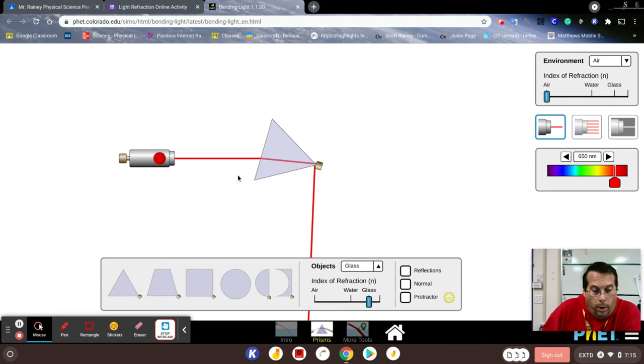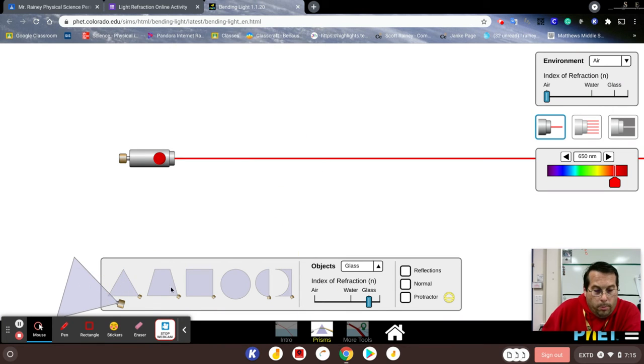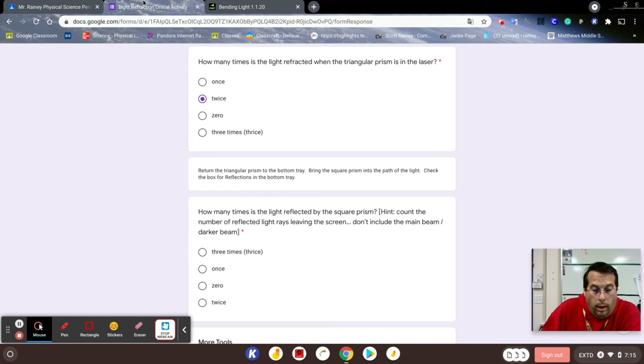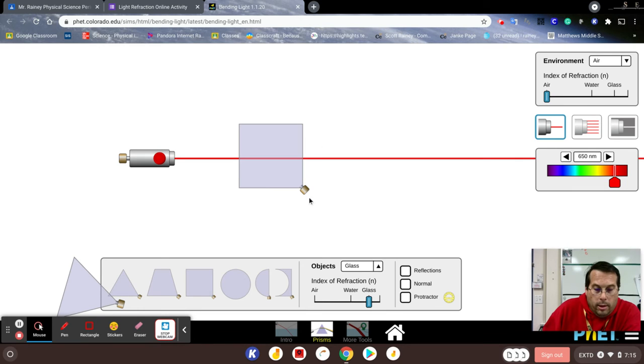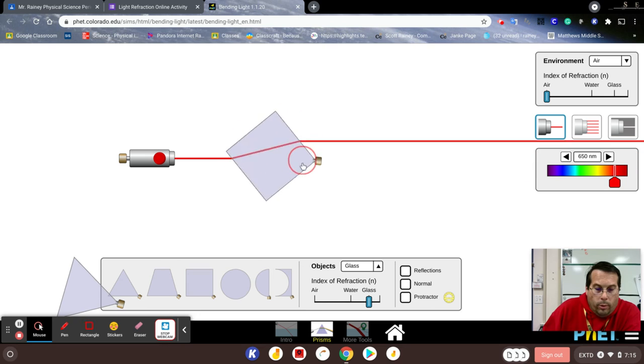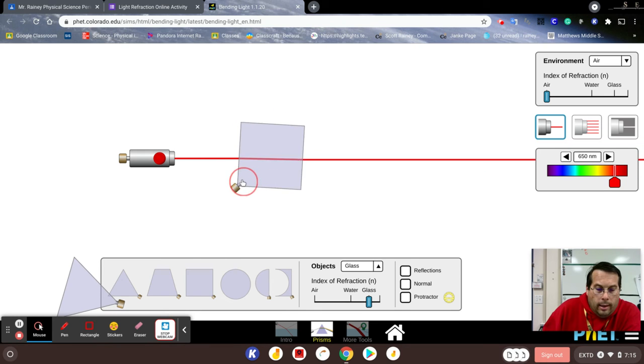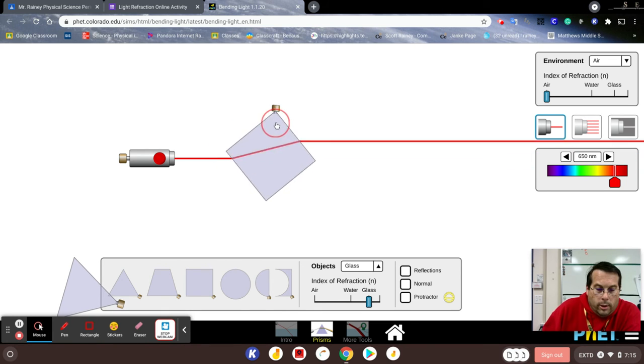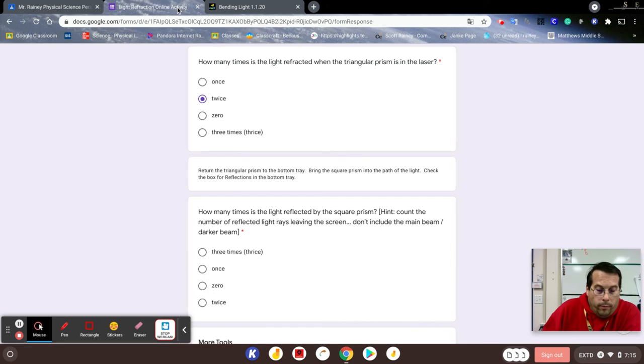Okay, we're going to move the square prism in the way. So we're going to get rid of this, move up the square. Now, how many times is the light reflected by the triangular prism? I didn't mean to open that tab. I apologize. So as I rotate this, I really only have that one. It refracts only twice, as it goes in and as it comes out.